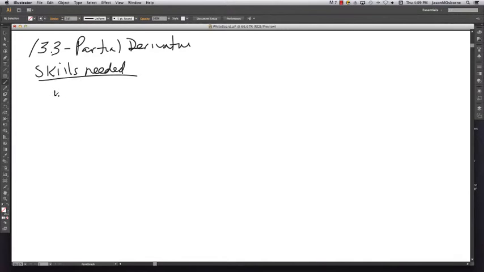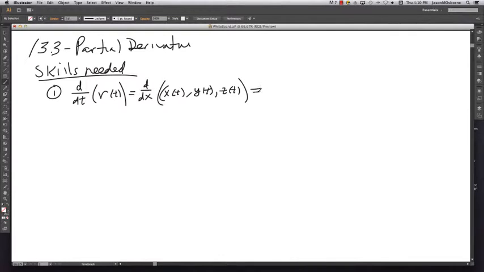Skills needed are: 1, you need to remember that when you take the derivative with respect to t of a vector valued function in one variable, your vector valued function is of the form x of t, y of t, z of t. The derivative of that vector valued function is just the derivative of each entry of the vector as a Calc 1 problem. So you would then need to compute the derivative of each entry with respect to t. So to do this, you'll have to do 3 Calc 1 problems.